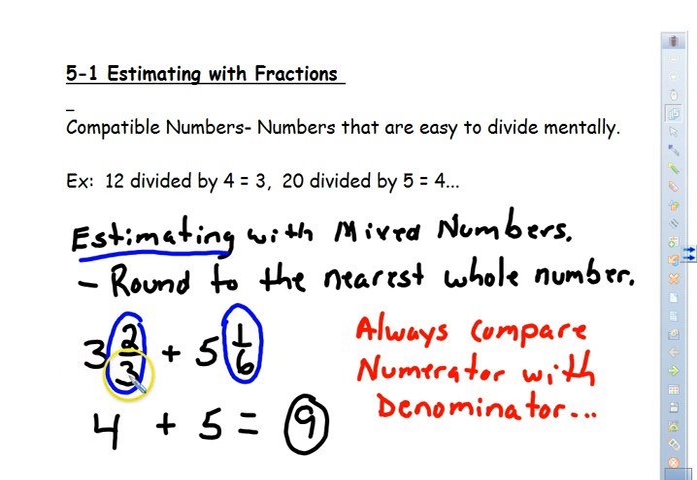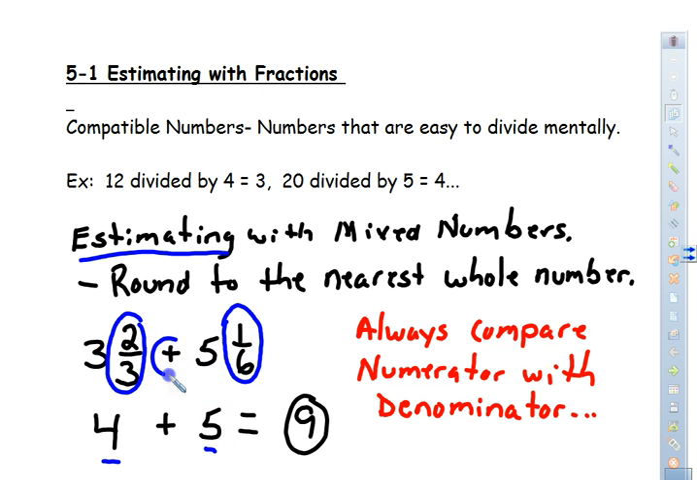So 3 2/3, half of 3 is 1.5, 1 1/2. And when we compare that 2 to that, it is larger than 1/2. Therefore, we round it up to 4. The 5 1/6, again, half of 6 is 3, so 1 is less than 3. It's less than half. Therefore, it's going to stay a 5.